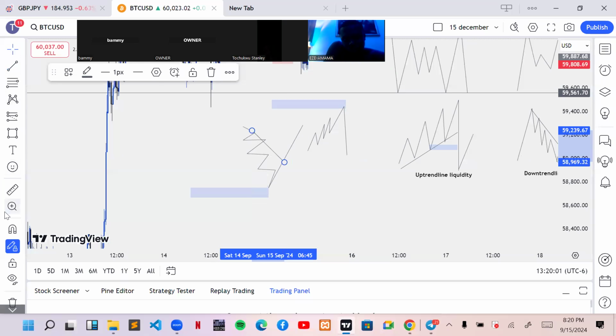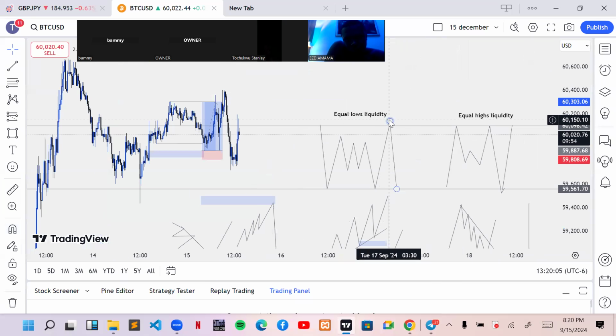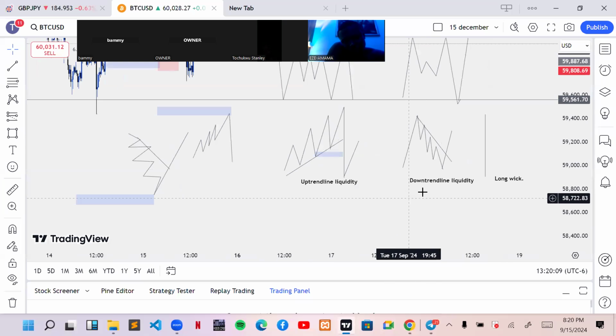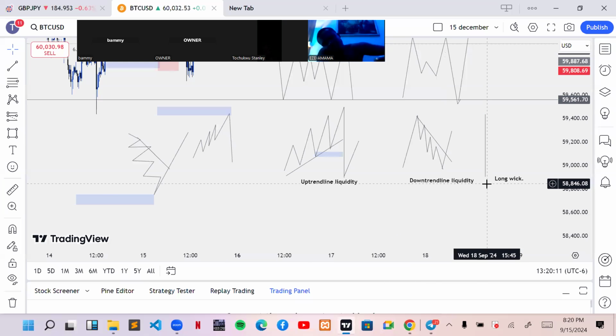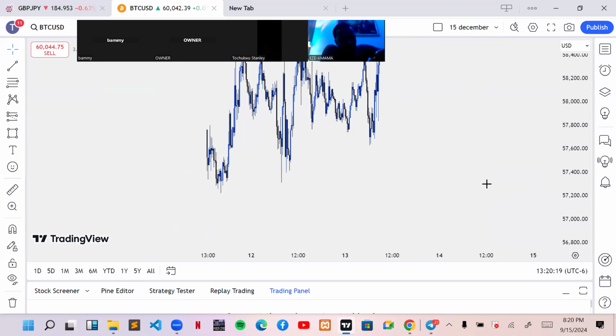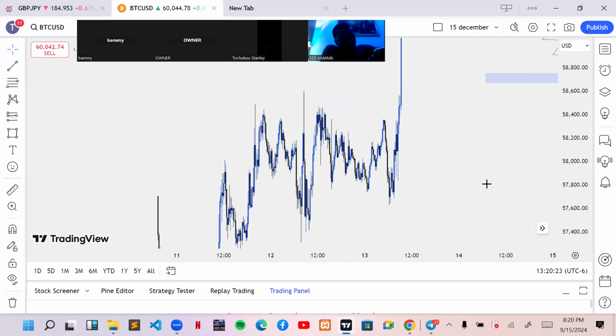So there are different types of liquidity. There's the equal highs liquidity, the equal lows liquidity, the uptrend line liquidity, the downtrend line liquidity, and then the long wicks. These are very important in knowing your take profit levels. I'll give a visual example of a trend line liquidity actually.